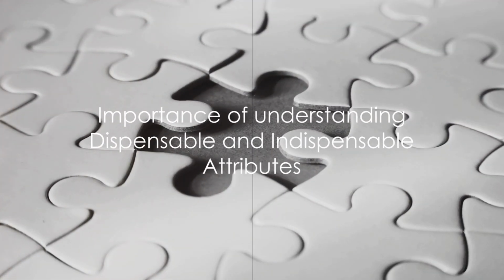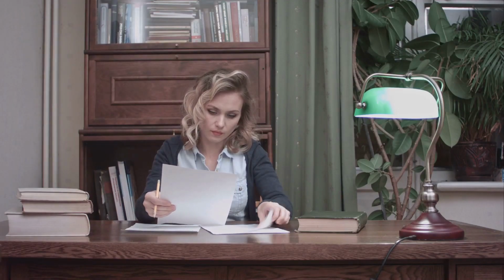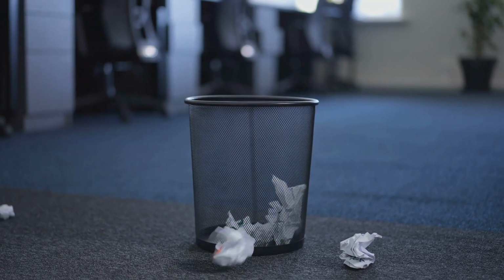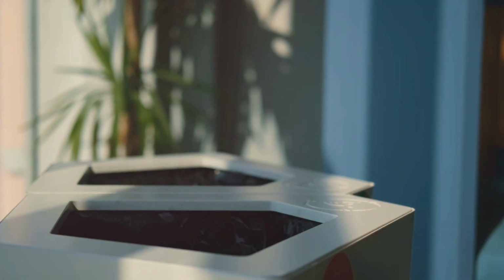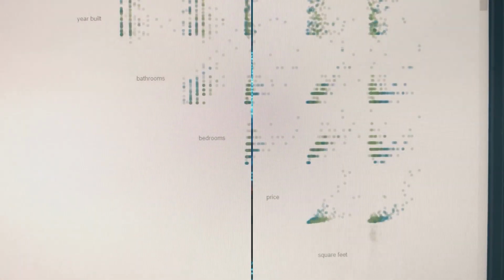So, why does this matter? Understanding what is indispensable and what is dispensable helps in simplifying complex systems. It allows us to focus on what's really important and discard the rest. In the world of data science, this is crucial. It allows us to streamline data analysis, reduce noise, and draw more accurate conclusions.